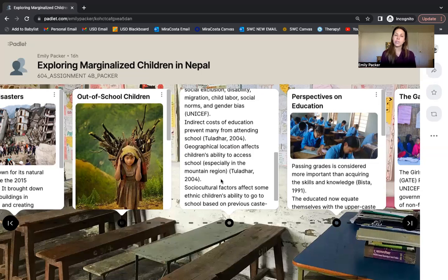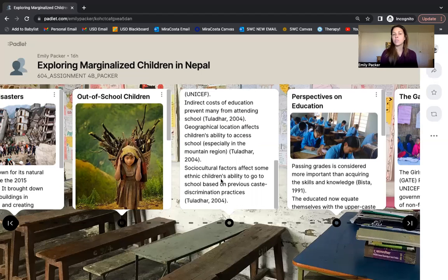Geographical location affects the children's ability to access school. Like I've just mentioned, they might not have schools in their region. They might have to travel. They might have to go into the cities. There's two major cities, Kathmandu and Pokhara. So that means leaving their village, their culture, their family. And lots of communities are also isolated. We think about the Sherpas in the southern region, who are very far from Kathmandu, very far from Pokhara. And so access to education is limited. And sociocultural factors, specifically ethnicity, affect a child's ability to cope.